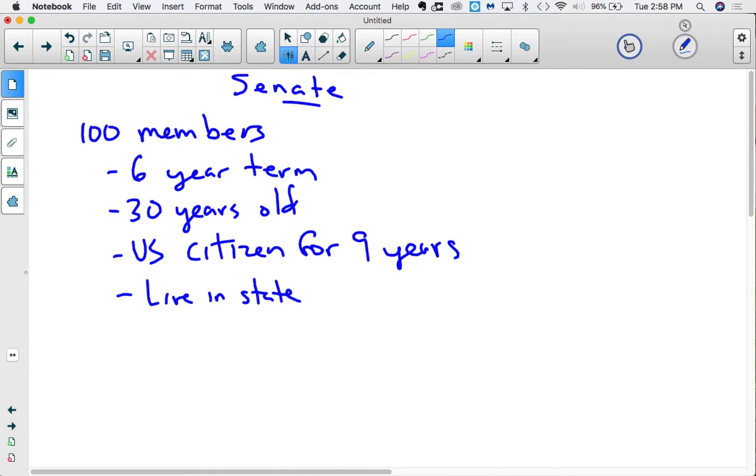An example of this is Hillary Clinton. After Bill Clinton wasn't president anymore, they moved to New York, and she became a senator from New York, even though she had lived in Washington, D.C. and in Arkansas before that. But because she was a resident of New York, she was able to do that.